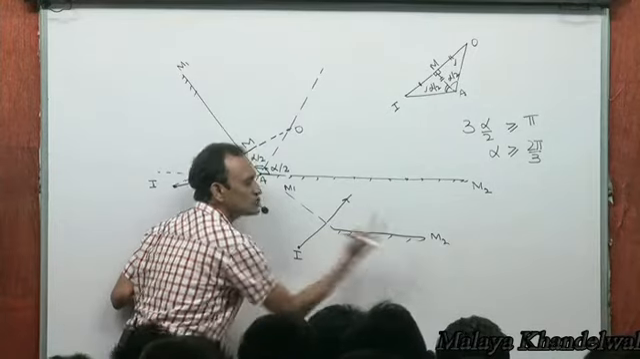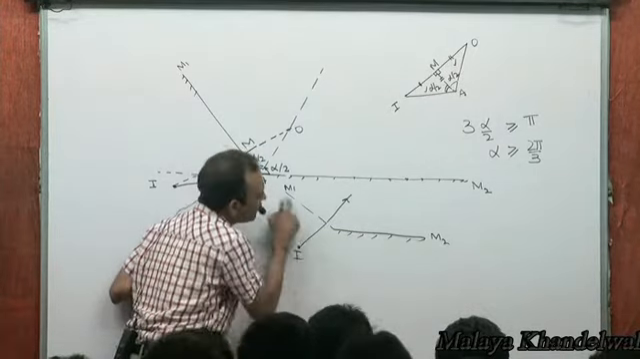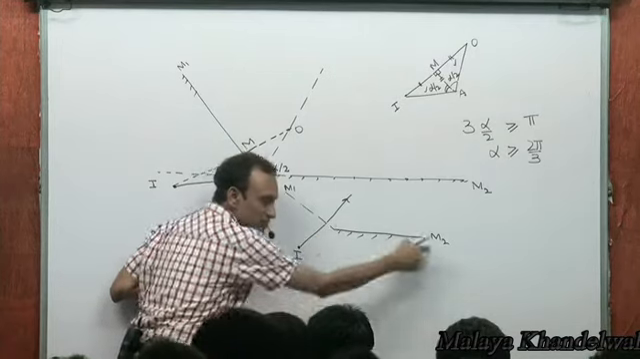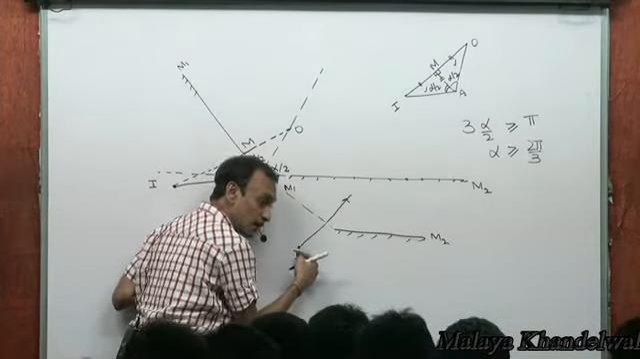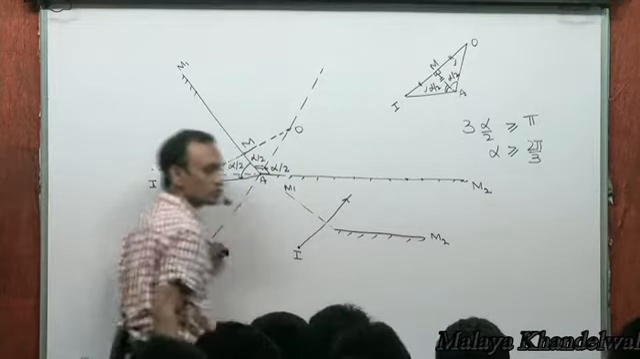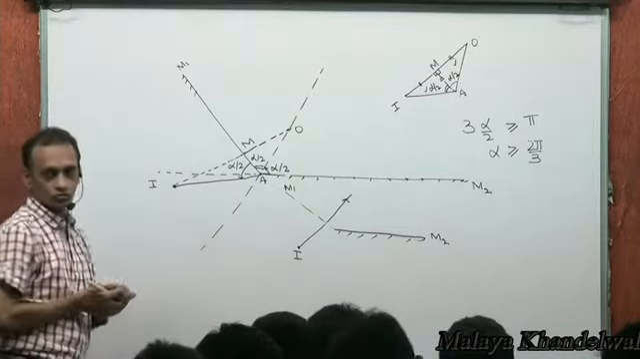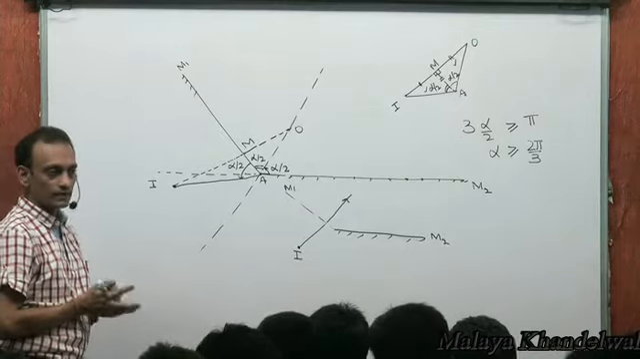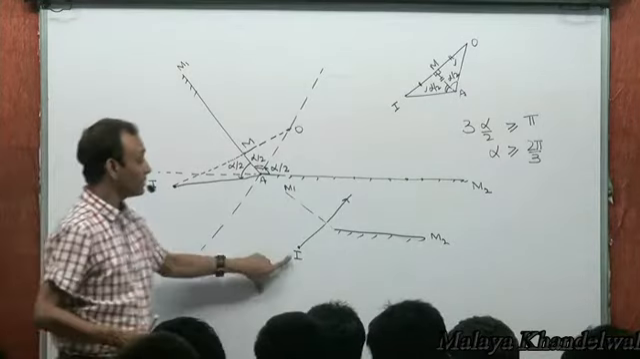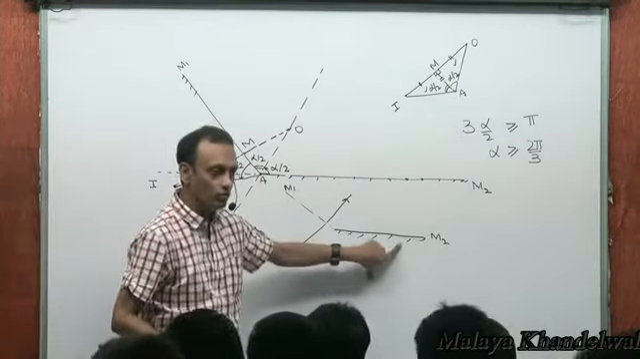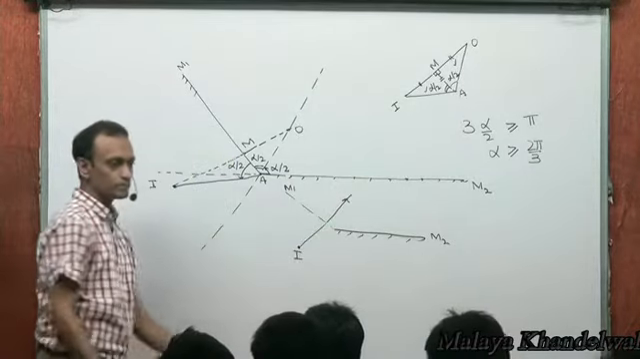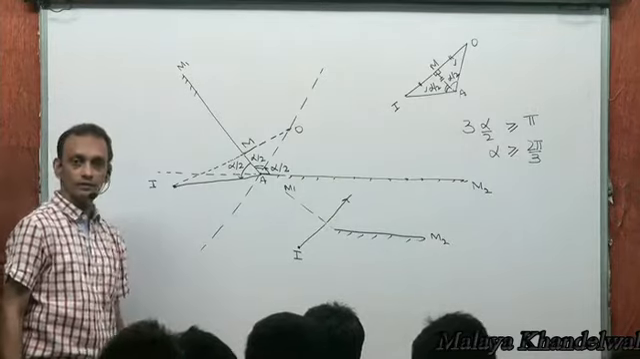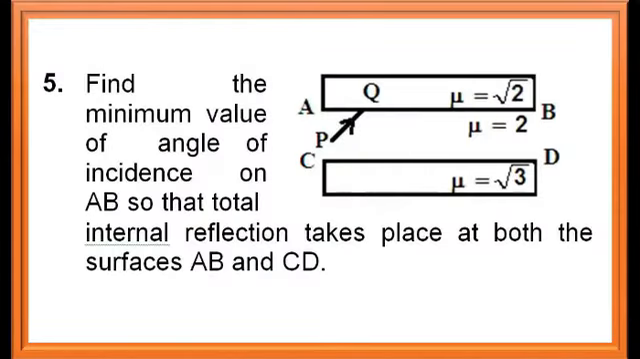That's when I say I is not visible to M2, because no reflected ray from this will ever be incident on this. All reflected rays must necessarily pass through I. No reflected ray would be incident on M2. Right? If I is below M2, because all reflected rays have to pass through I. Right?